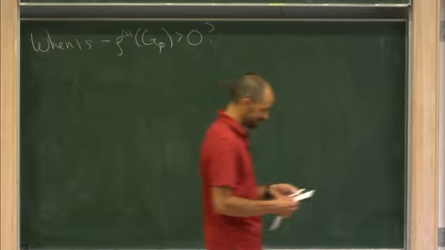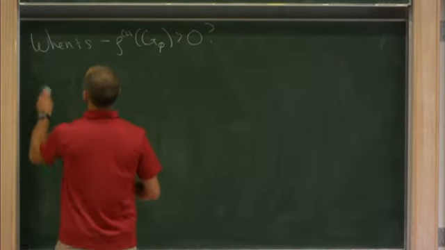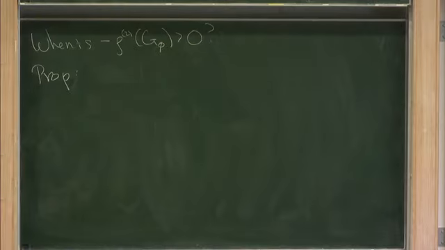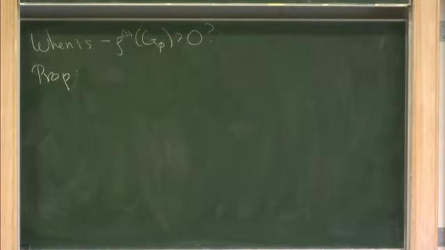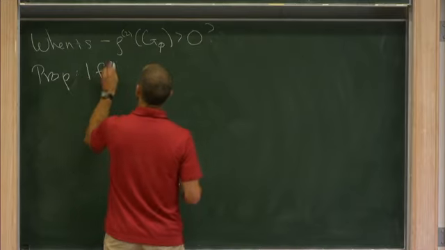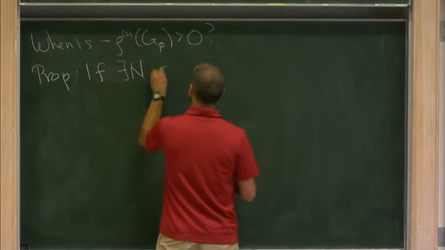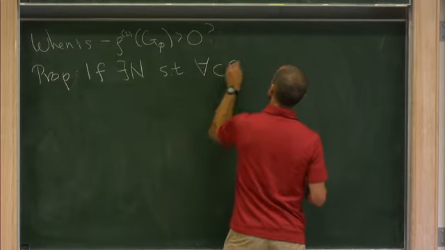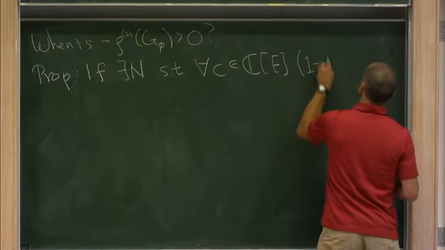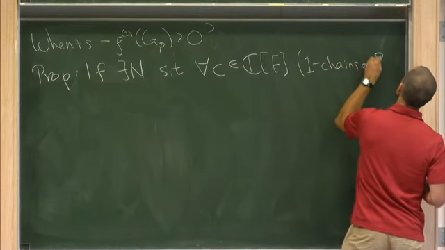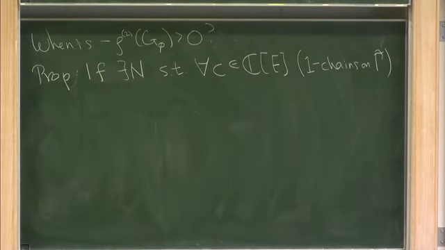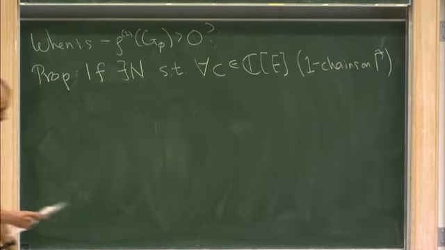I would conjecture that whenever you have an exponentially growing strata, it's non-zero. I don't have a proof of that, but I do have a proposition that looks promising and tells you that the torsion is positive. So here's the proposition. Suppose there is an n such that for all chains, these are just one chains on the tree. So E is just a set of edges, and these are finitely supported functions.